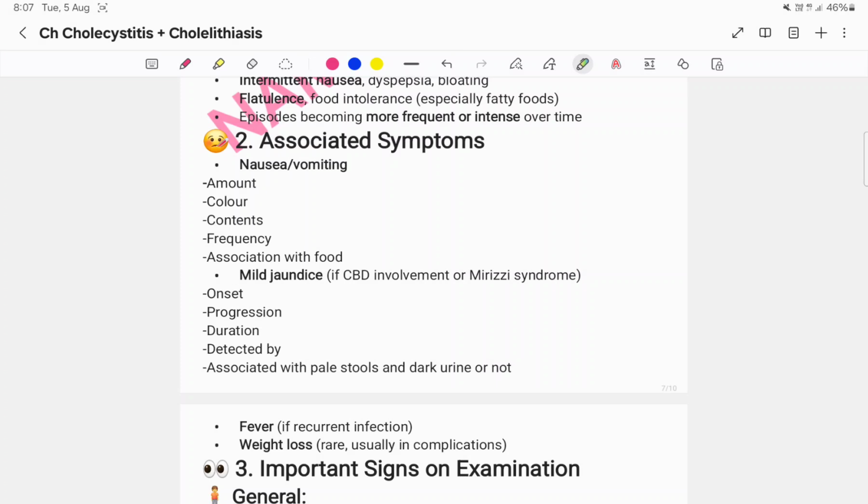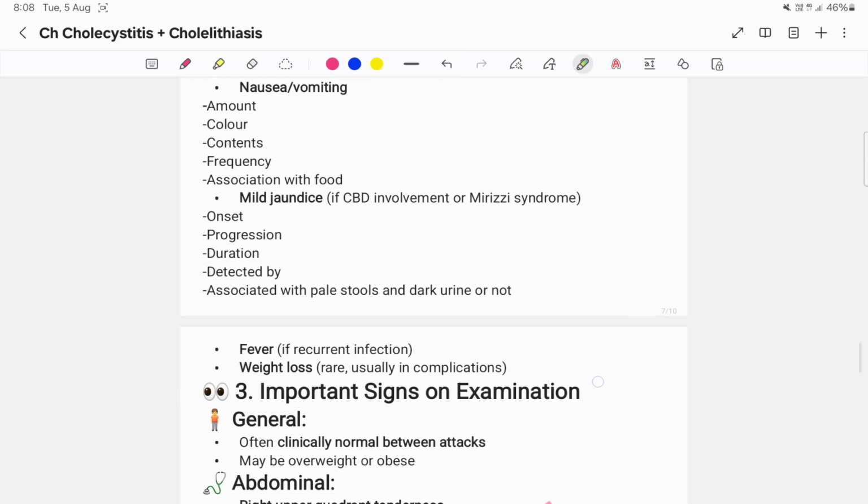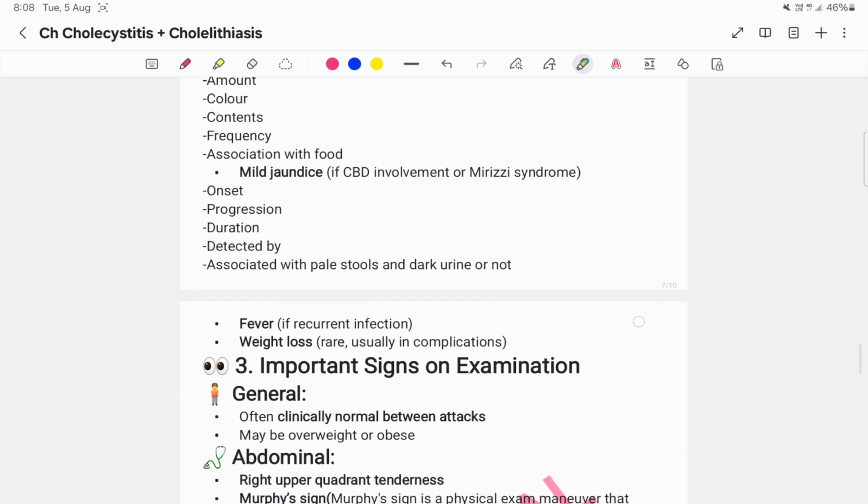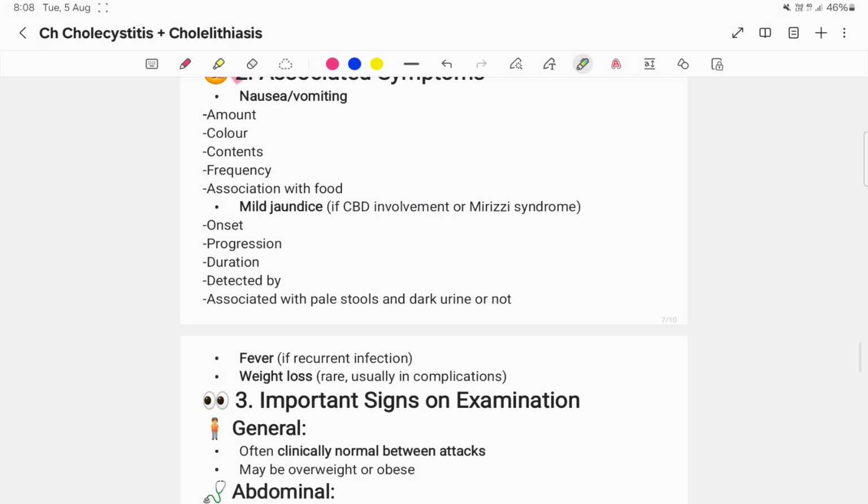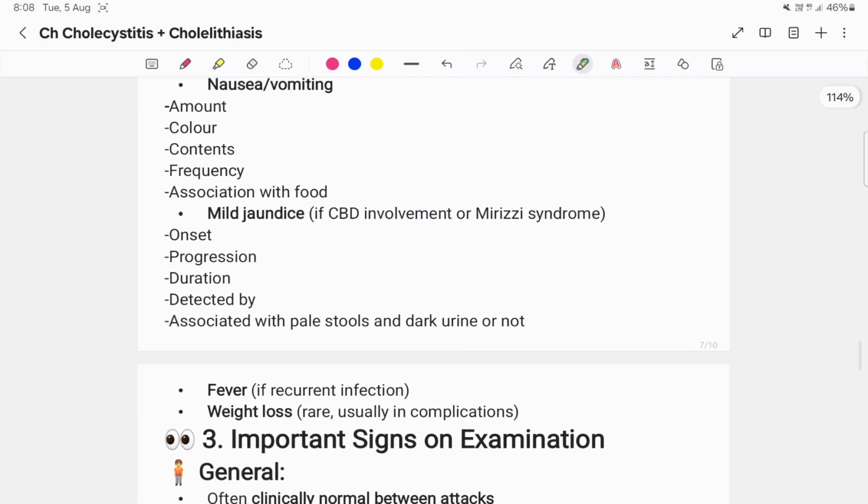Next is contents. You have to ask the patient whether it contains the recent food particles she or he has consumed or not, or whether it is bile. If bile is present, it may be greenish in color. Next, what is the taste in the mouth, like whether it is bitter after vomiting takes place. Next, association with food or not: whether vomiting starts after taking food.